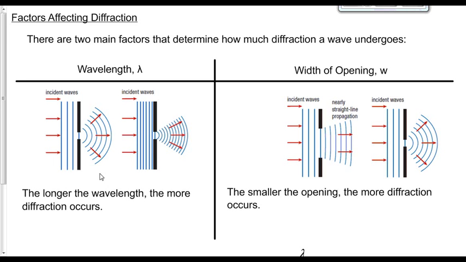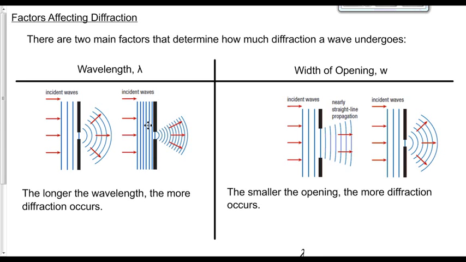The wavelength actually has a big role. Generally, the longer the wave, the more diffraction occurs. Maybe I should pause and explain these blue lines here. These would be the representation of the crests of a wave, and the spaces in between would be the troughs of a wave. So we're seeing this wave front moving towards the barrier. It would hit this barrier, and you can see the wave then spreads out. That's diffraction.